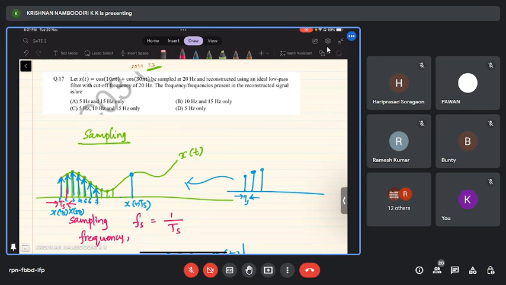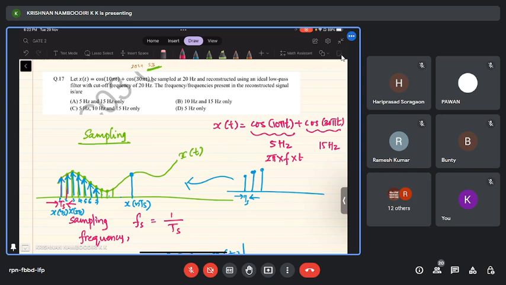One signal is given: x of t equals cos 10 pi t plus cos 30 pi t. So what is the frequency of cos 10 pi t? That is nothing but 5 hertz, right? 10 pi t means 2 pi times frequency f, times t. So here you can see the frequency f of the cosine signal is equal to 5 hertz. Similarly, the frequency of the other signal is 15 hertz, right?